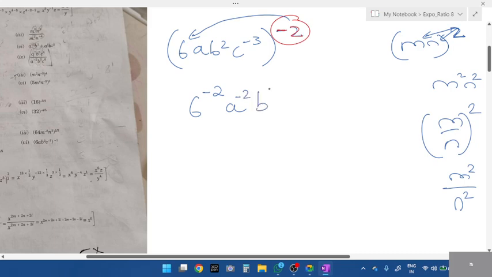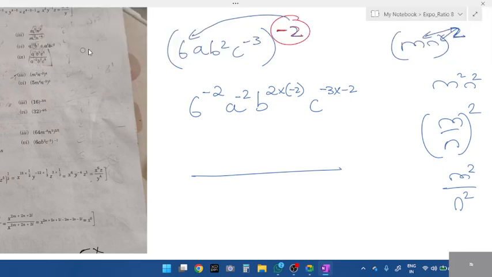For B, there is already 2, students. 2 into what? 2 into minus 2. And for C, what do I write for C? Minus 2. Now, what is 6 to the power of 2? Is it positive or negative? What's the power for 6? If it is negative, where should I write, numerator or denominator? So, what's the answer for 6 square?